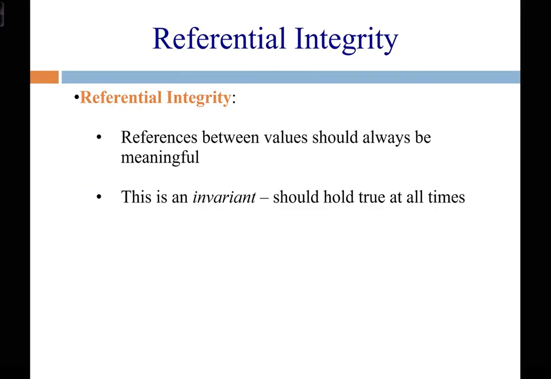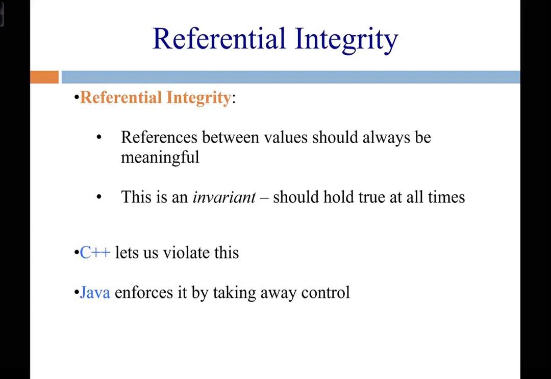So the problem here is what we want is called referential integrity. That's an invariant that any references between values are meaningful at all times. An invariant means if it is true at the beginning and there are no operations that can ever make it untrue, then it's easy to prove that it is always true. And this is what we want in a good database design. We want referential integrity.